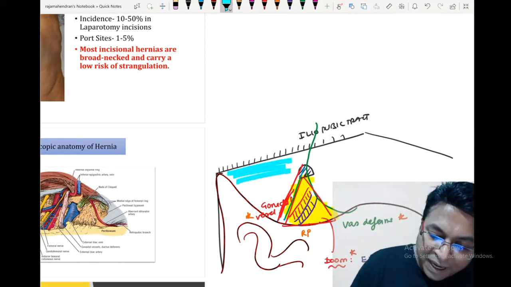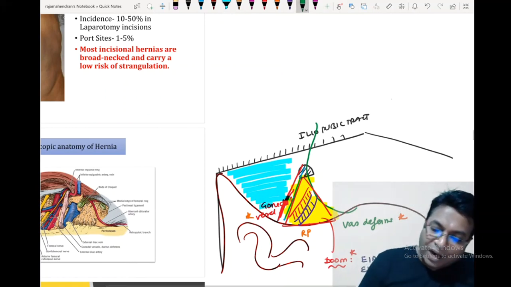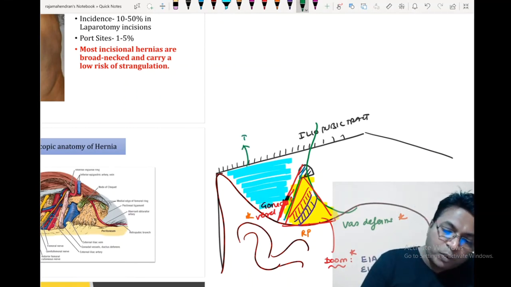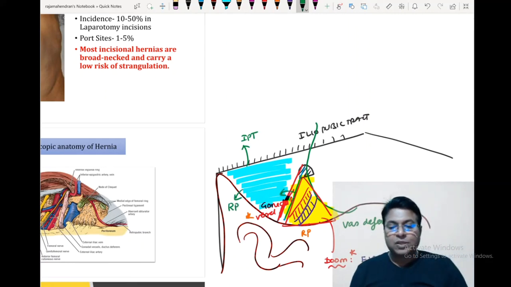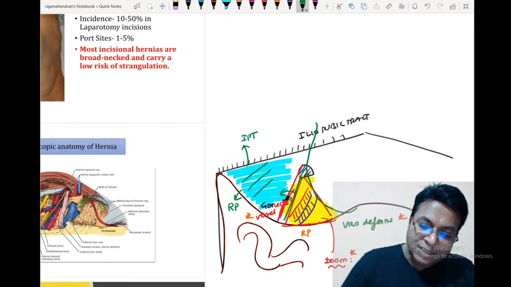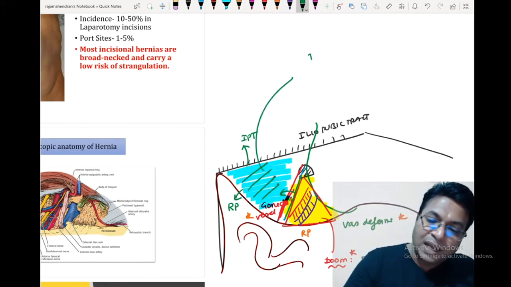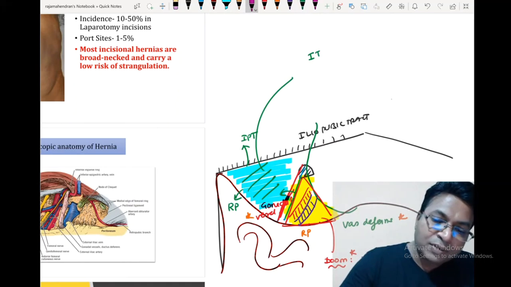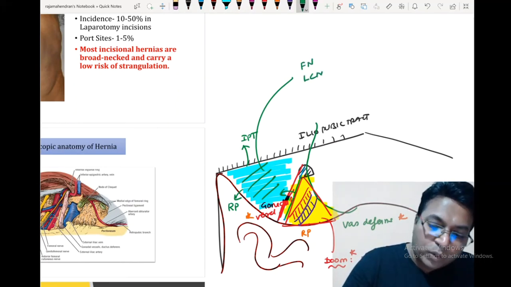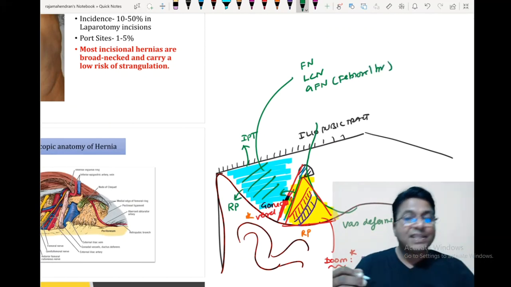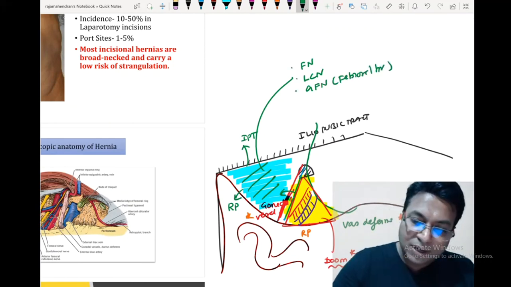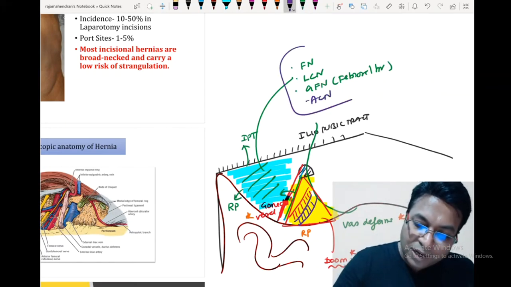The next one is the triangle of pain. This is bounded, as you can already see, by the iliopubic tract, reflected peritoneum and gonadal vessels. It contains 4 nerves inside. That is why it is known as the triangle of pain. The nerves seen are the femoral branch of genitofemoral nerve, genitofemoral nerve, lateral cutaneous nerve and anterior cutaneous nerve.